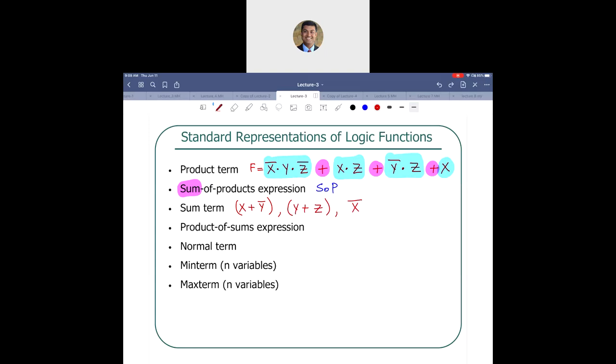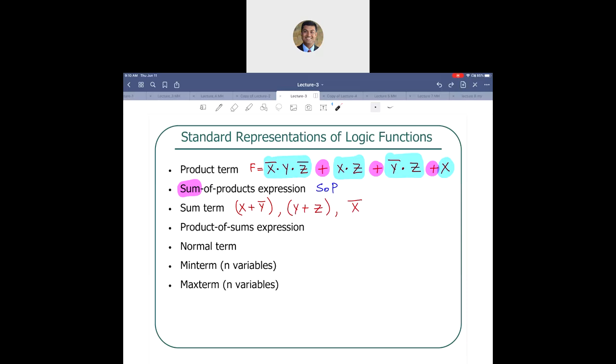Now, what is the difference between a product term and a sum term? A product term involves ANDing of input literals. A sum term involves ORing of input literals, an OR gate between input literals. Those input literals could be in true form or complemented form. So it could be X or X complement. Those input literals can be in either one of those forms, true form or complemented form. However, there will be a sum operation, or operation, for each of those terms.